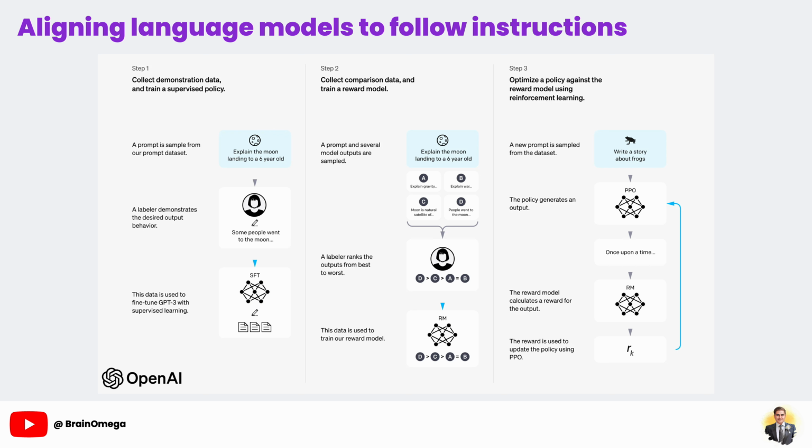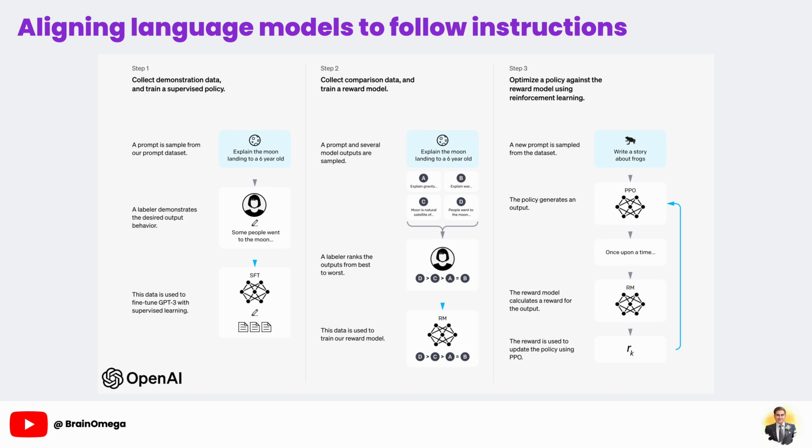Let's get started. Imagine a brilliant student who has read every book in the library. They have all the knowledge, but they're unfocused, they ramble, and they don't know how to answer a direct question. That's a base language model like the original GPT-3. Its only training was to predict the next word on a massive scale. The alignment process is how you turn that brilliant but unfocused student into a dedicated, helpful research assistant.